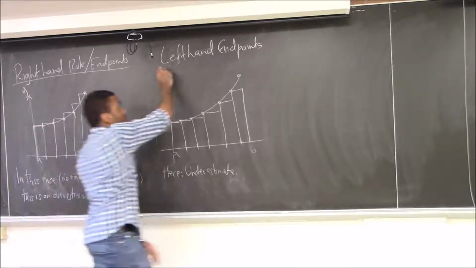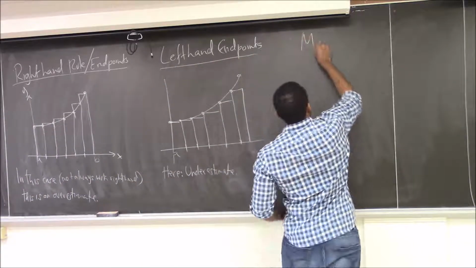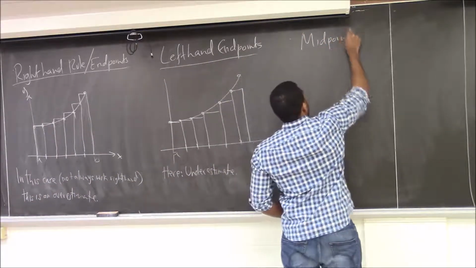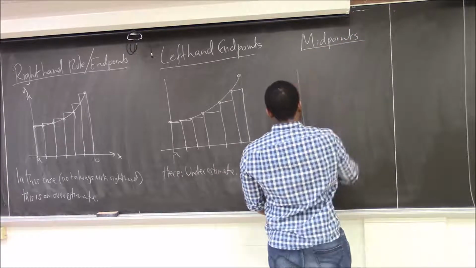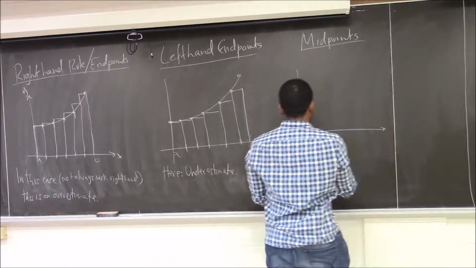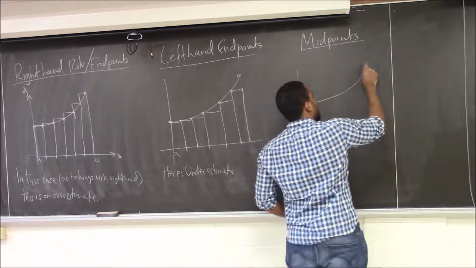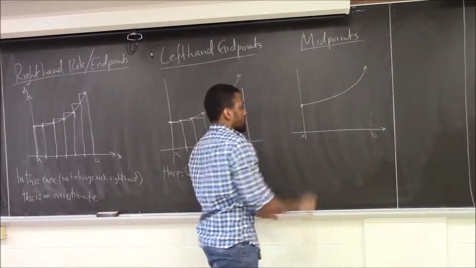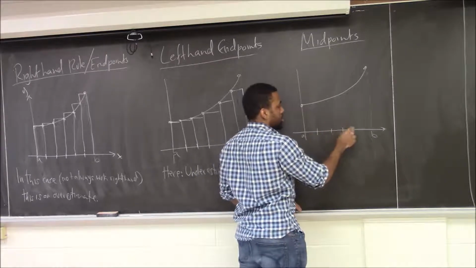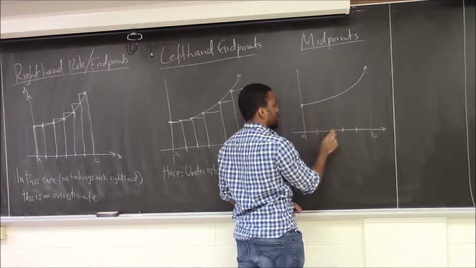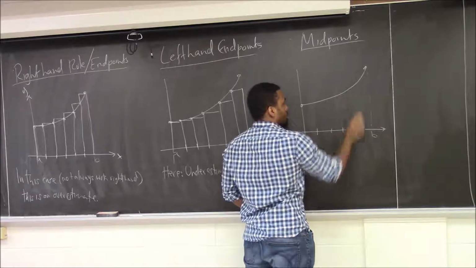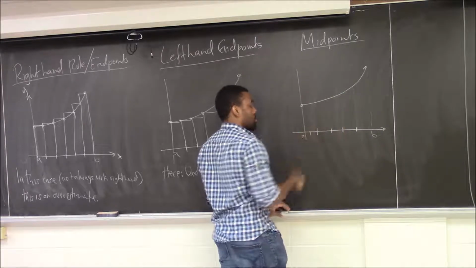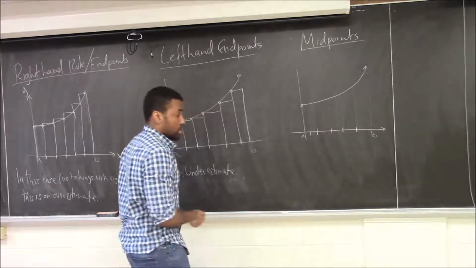Another principle we can use is that of midpoints. The idea is, maybe I want to get to the answer a lot quicker without worrying too much about overestimation or underestimation. So I split this into several intervals. But this time I take the middle of each interval, and that determines the height.